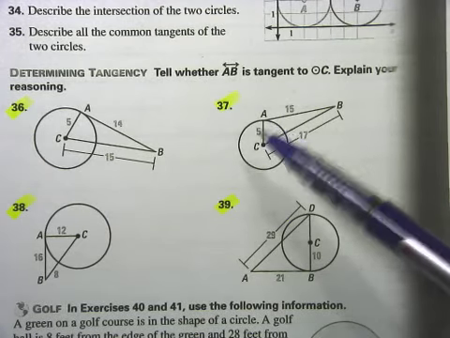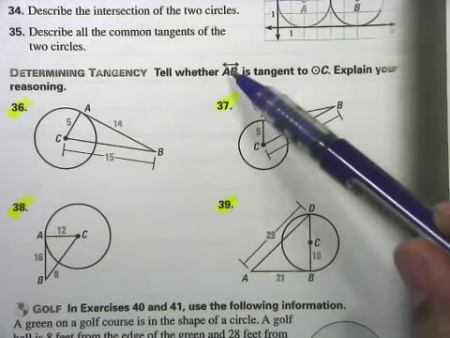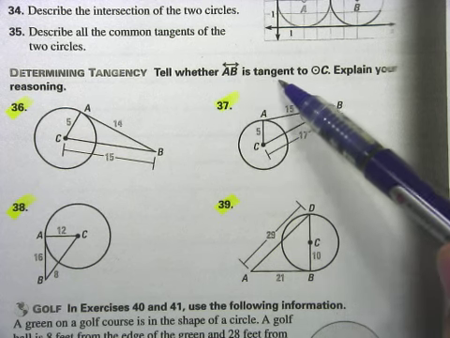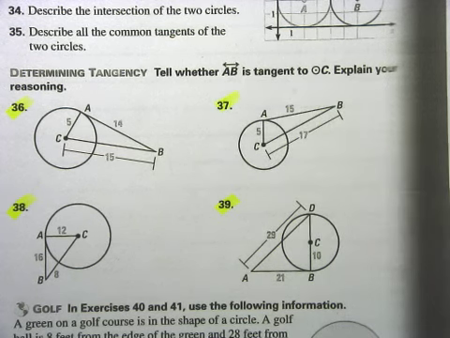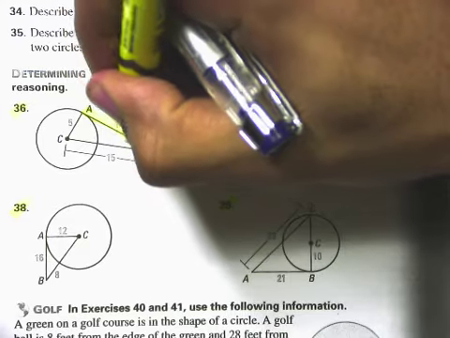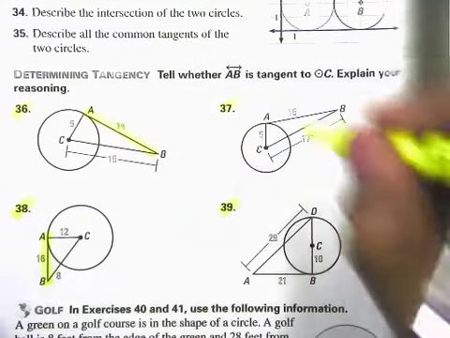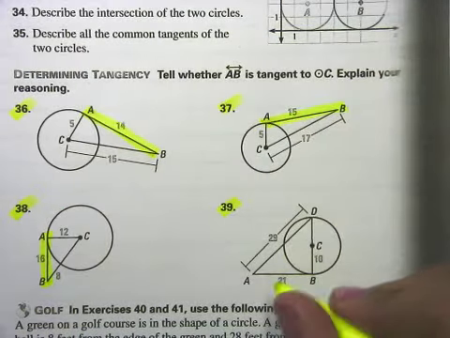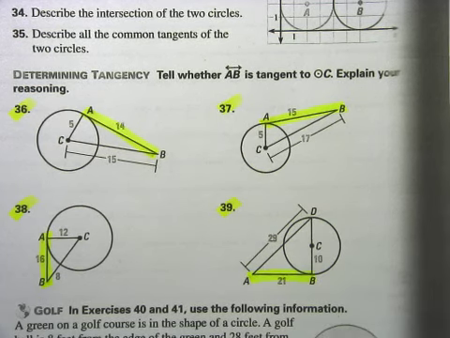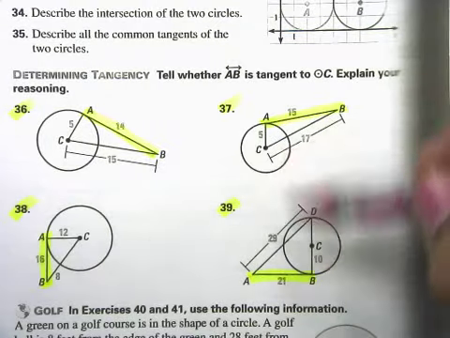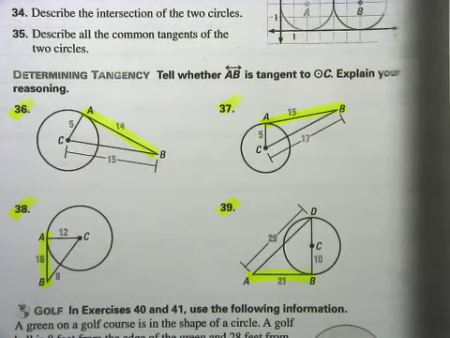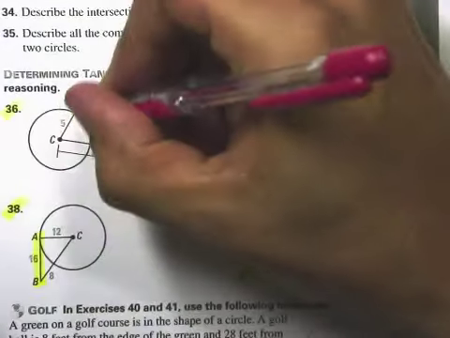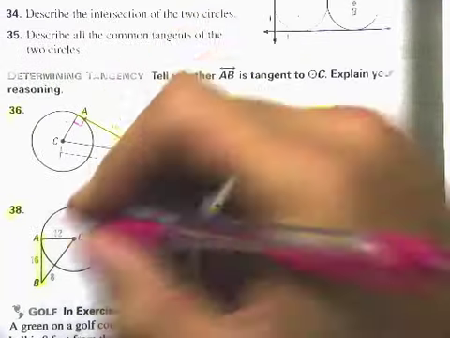Let's move on to questions 36 through 39. For questions 36 through 39, they wanted us to tell whether line AB is tangent to circle C, and they want us to explain our reasoning. So here is line AB. Here's my line AB, here's line AB, and here is line AB. And they want to know if my lines AB are in fact tangent to the corresponding circles.